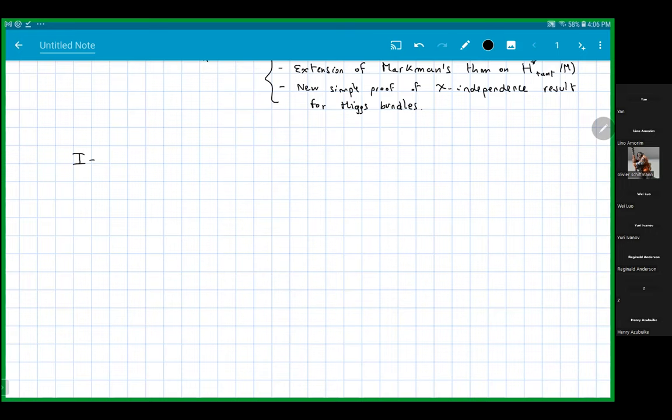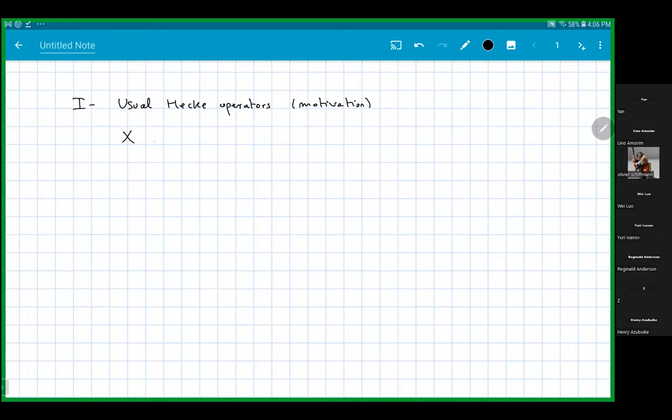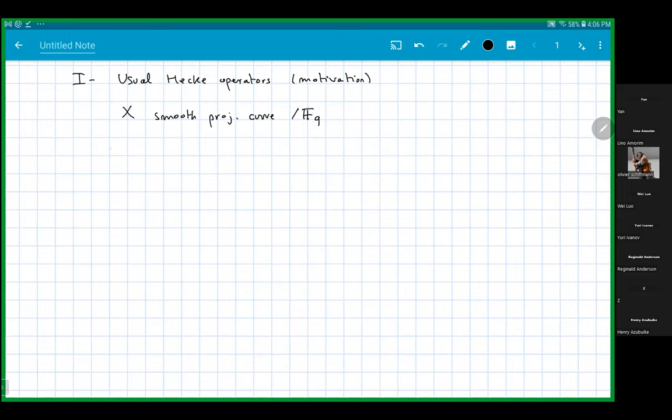Okay, so let me say just a few words as motivation about usual Hecke operators. So this is just motivation. Let's fix X a smooth projective curve defined over a finite field. And in this Langlands program, automorphic forms over function fields, we're interested in the following. Let me denote by automorphic forms for GL_R over the adeles of X, unramified.